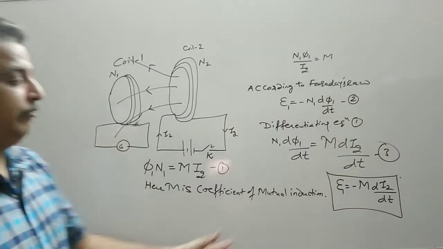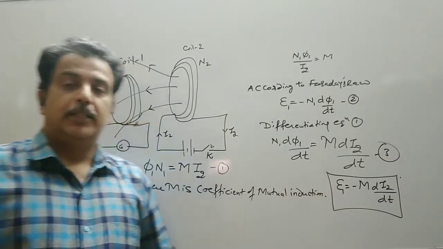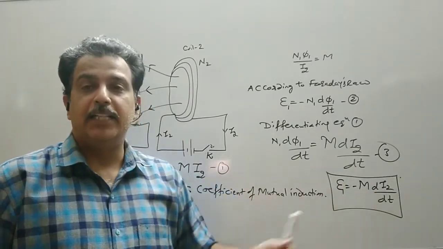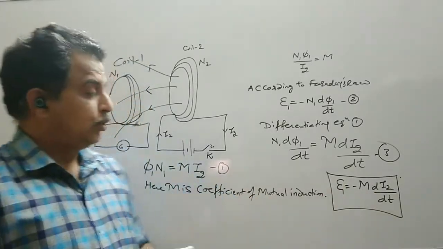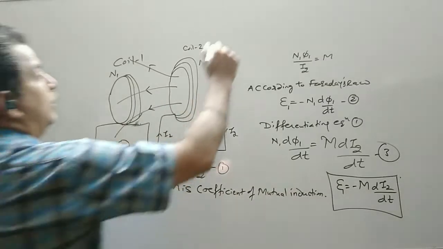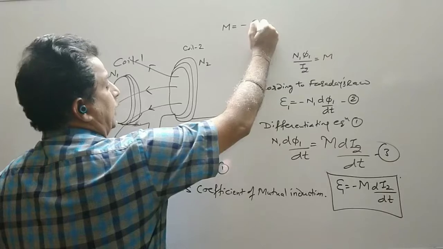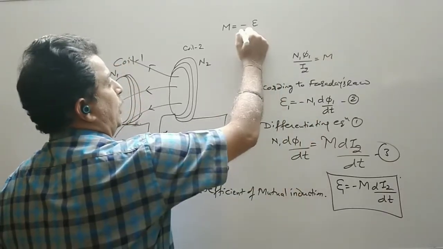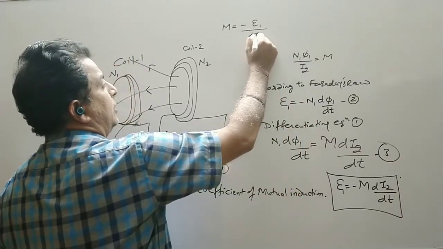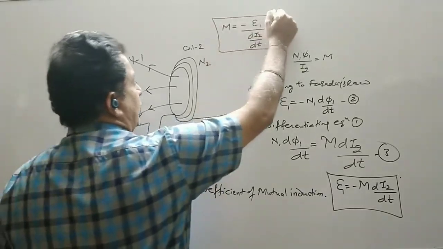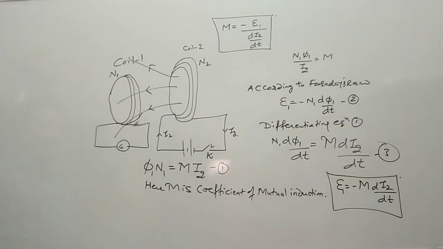So this EMF will be induced as long as you keep varying the current I in the other coil. From this equation also we can define the mutual inductance. Again, we know this minus sign is due to Lenz's law, so M = -E1 / (di2/dt). This is another formula for mutual inductance.